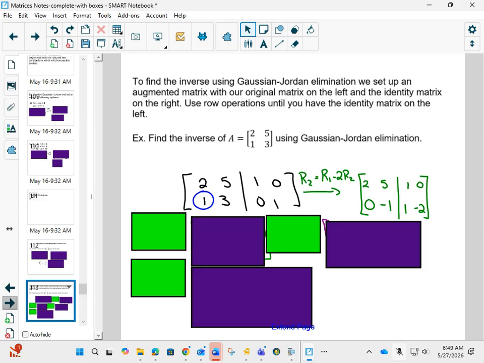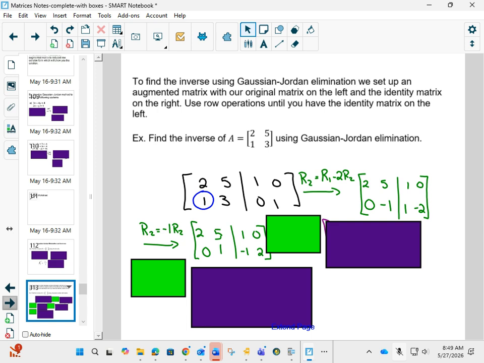Next, I may as well just make this into a positive 1. So I can take row 2 and multiply that by a negative 1. So the bottom is good. Can you see already that it made that one? I mean, we know the determinant is 1 in this one.